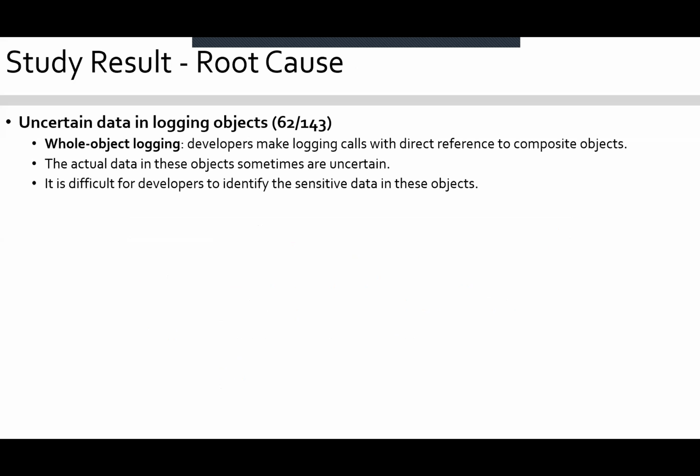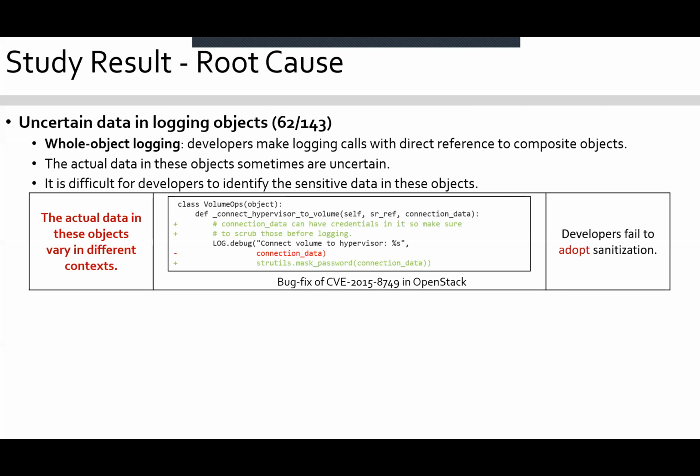The most common root cause is uncertain data in logging objects. Developers usually adopt whole object logging, which means they make logging calls with direct reference to component objects. However, the actual data in these objects sometimes are uncertain. Therefore, it is difficult for developers to identify the sensitive data in these objects. Most specifically, the actual data in these objects vary in different contexts.